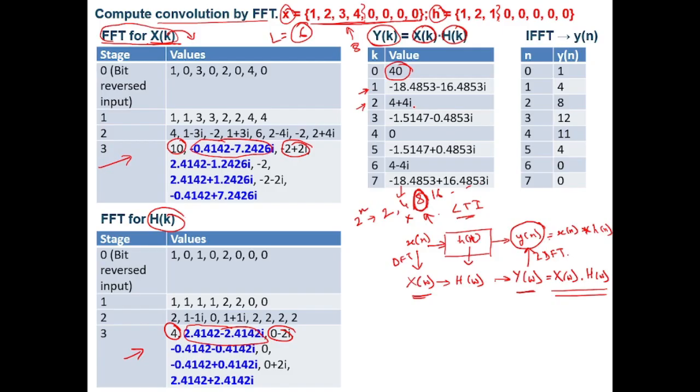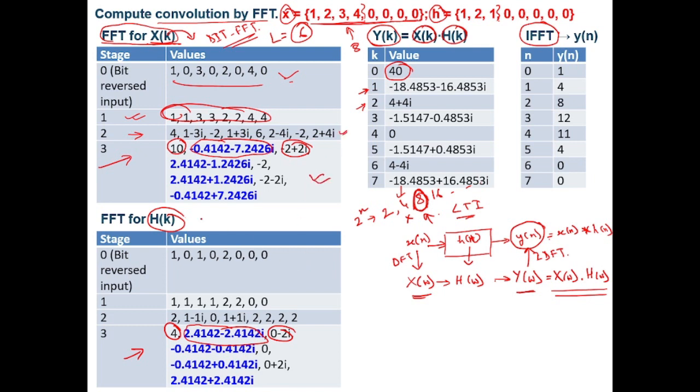Now once you get the y of k, then you have to apply the inverse FFT. If you see, I have given you a bit reversed order. This is through the DIT FFT method. I have given stage 0, which is the input sequence. Then at the first stage, after performing the 2-point FFT or DFT, this would be your output. After 4-point DFT, this will be your output, and this would be your final output.